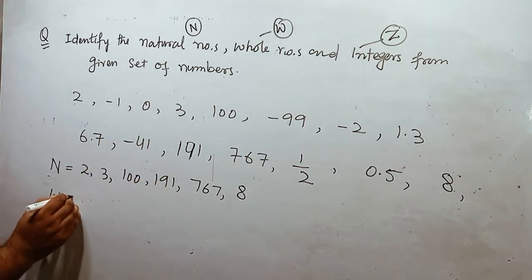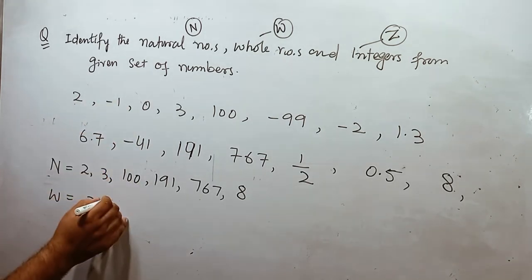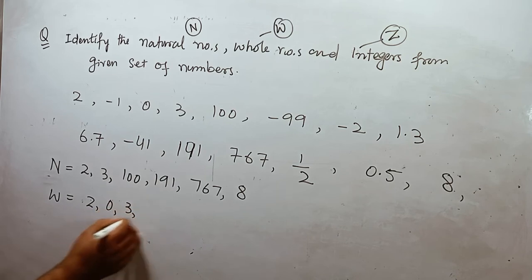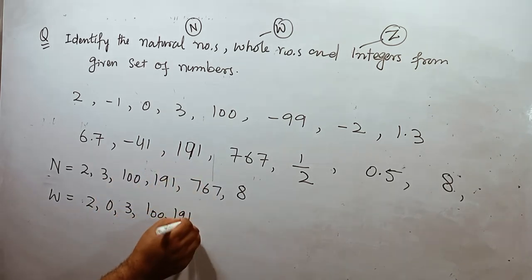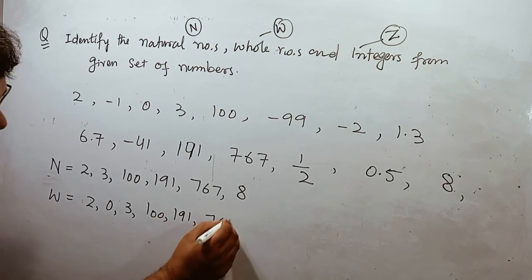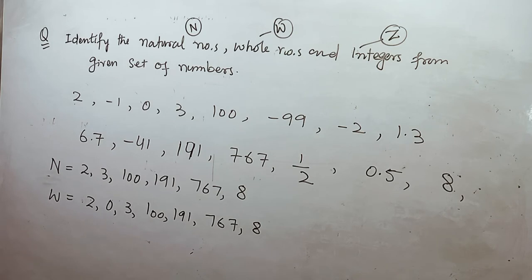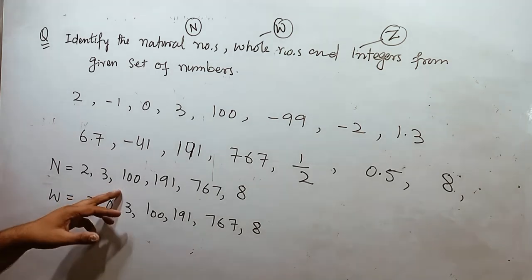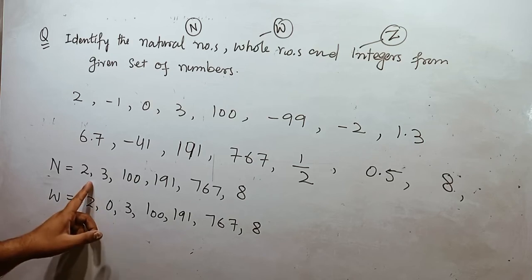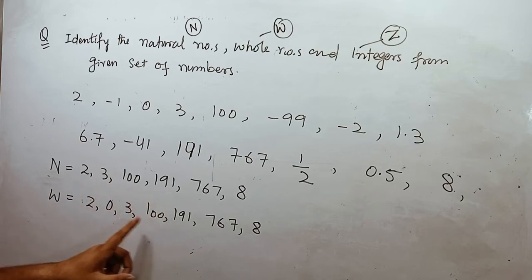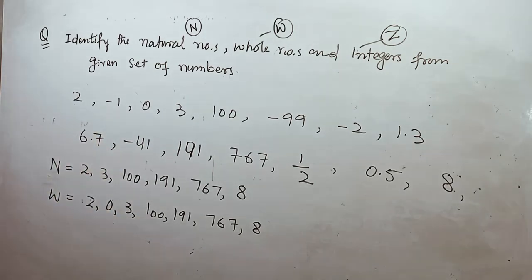Now coming to the whole numbers. First we know 2 is also the whole number, 0 is whole number, 3 is whole number, 100 is whole number. You can see here 191 is whole number, 767 is whole number, and 8 is the whole number. So from here you can see we have only included 0 here. All natural numbers are also the whole numbers, and together with 0, this 0 is also the whole number.